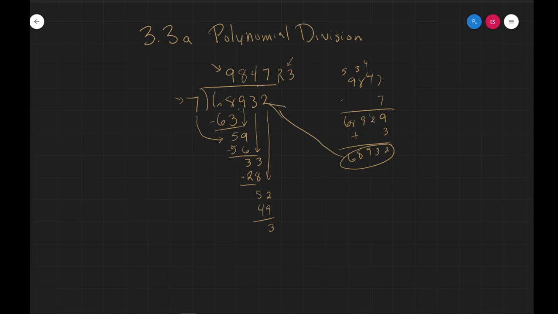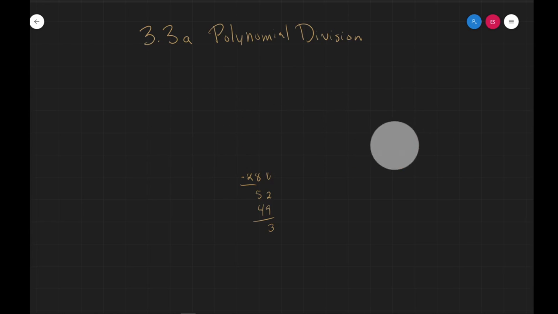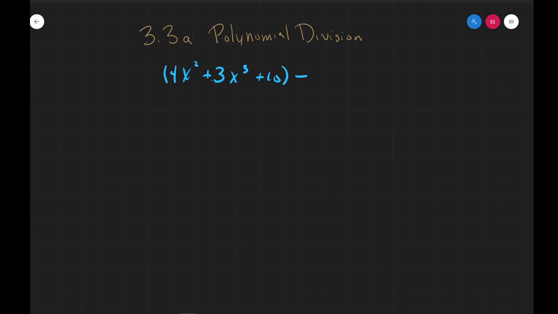Polynomial division, believe it or not, is way, way easier. All right? So let's take a look at how we do that. Let's take a look at a division problem where we want to divide 4x squared plus 3x cubed plus 10 by x minus 2.